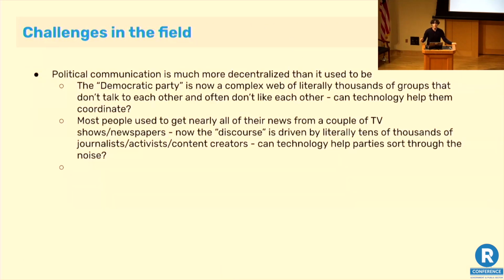And just to close up, just about some of the big picture challenges. I think the biggest thing in terms of how I think about my job is that politics is just a lot more decentralized than it used to be. And I think there are some aspects of this that are obvious, but others that I think are only clear if you're a practitioner.